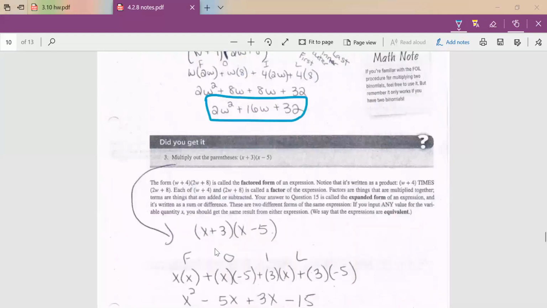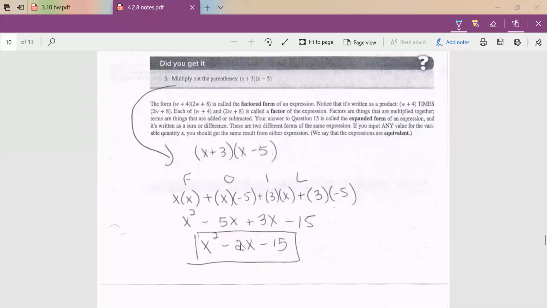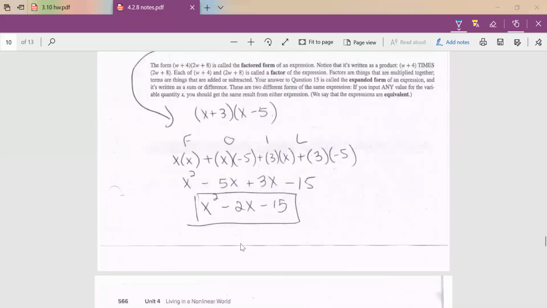Okay. So here, did you get it? I did it. I used the FOIL method. Do it. Make sure you can get it and check your answer that I have down here. Okay.